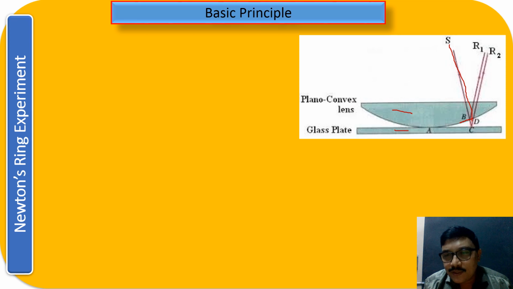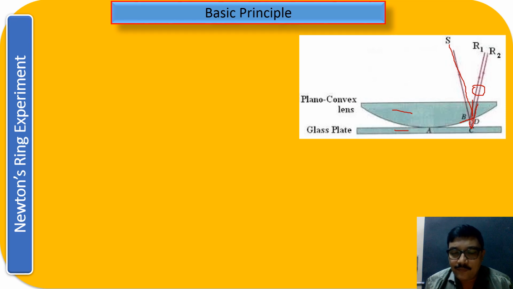Right? So some part gets reflected. The rest passes through the air, passes on the upper edge of the lower glass plate, and gets reflected. So then it goes up. So these two rays interfere. If they interfere constructively, you get bright rings. If they interfere destructively, you get a dark ring, right?